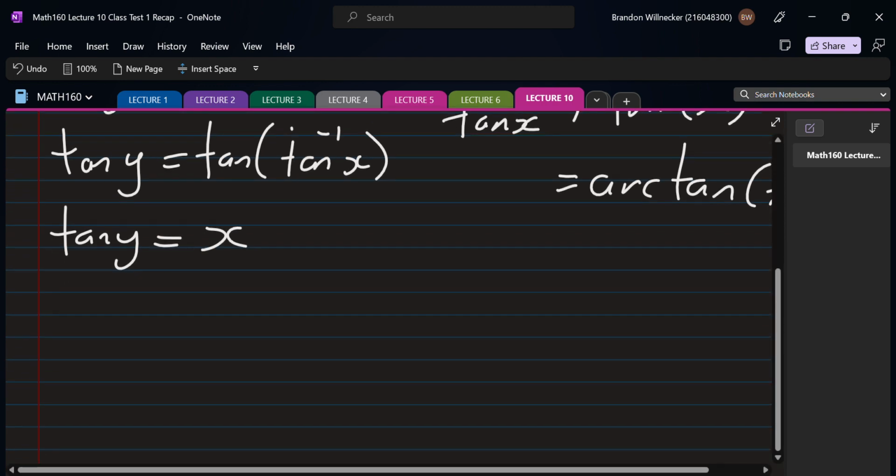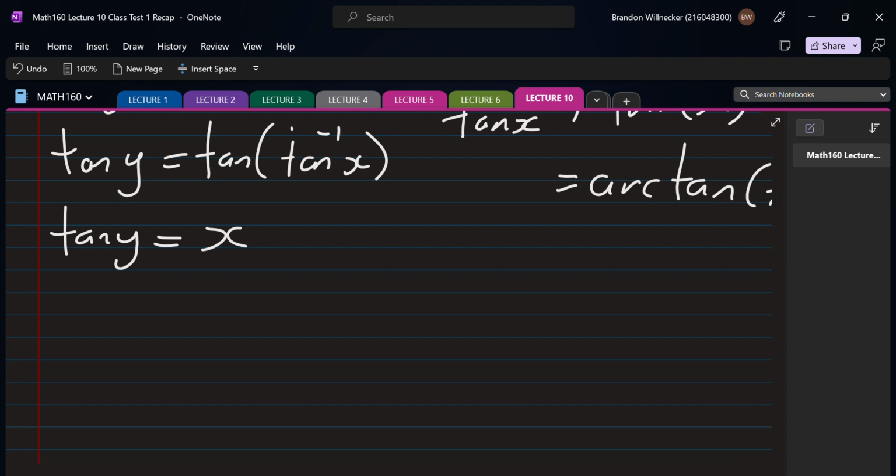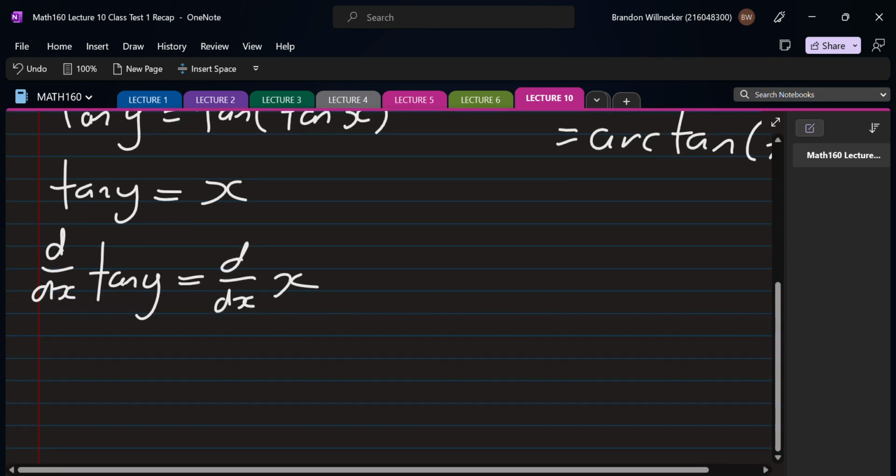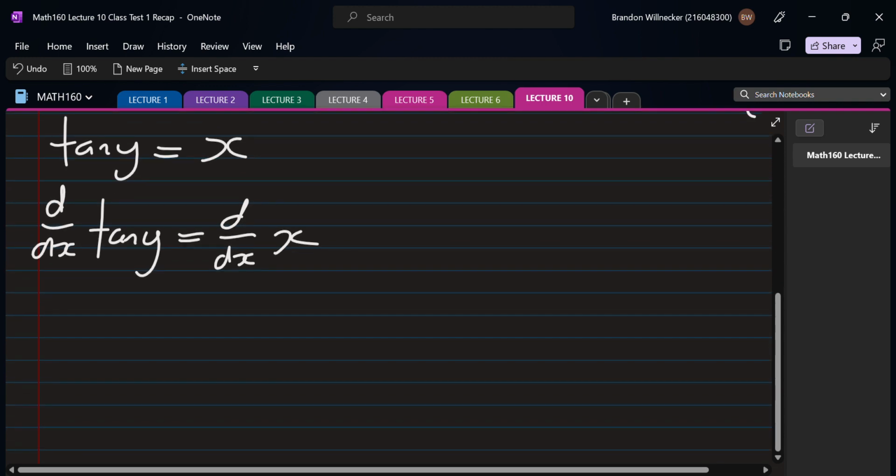So what we do, we want y prime. Y is inside another function, so we need to differentiate both sides. So we do that. D by dx of tan y is d by dx of x. We just take the derivative of both sides. That is the standard procedure for implicit equations. Now the derivative of tan, that's going to be sec squared.